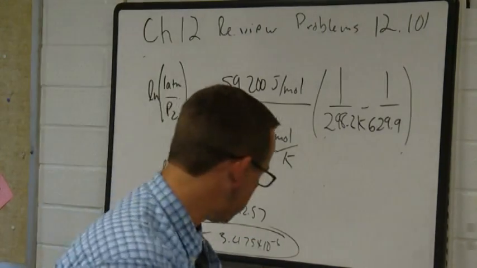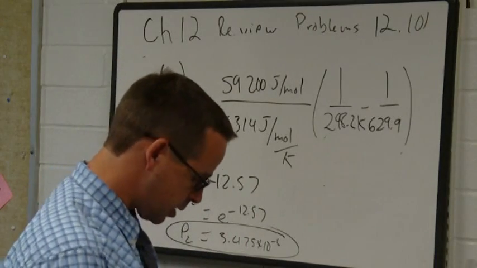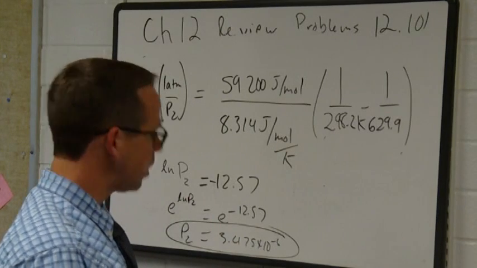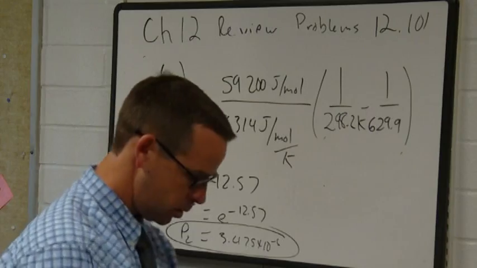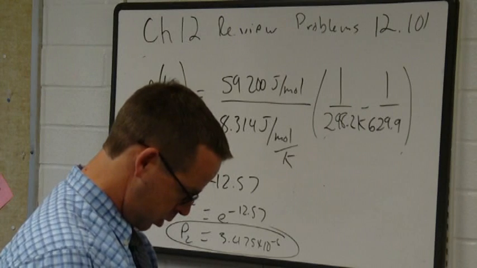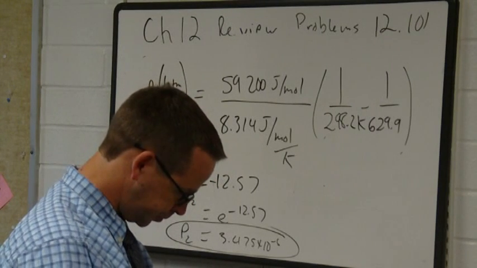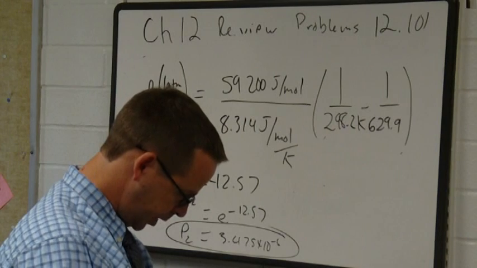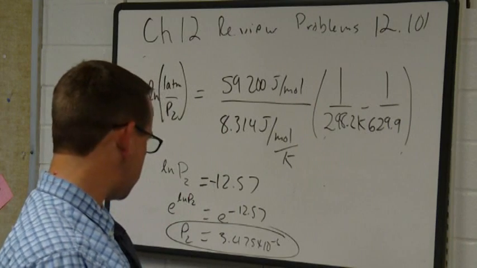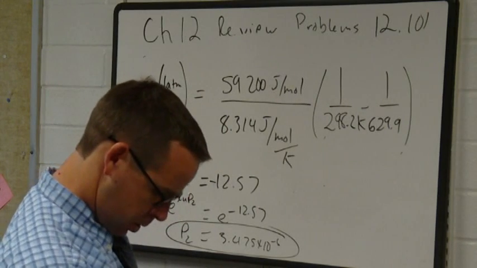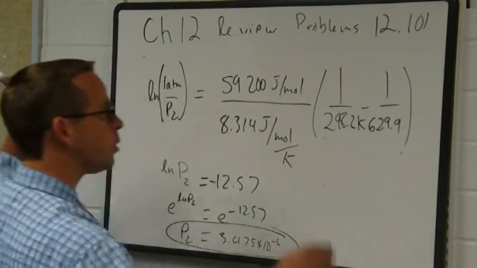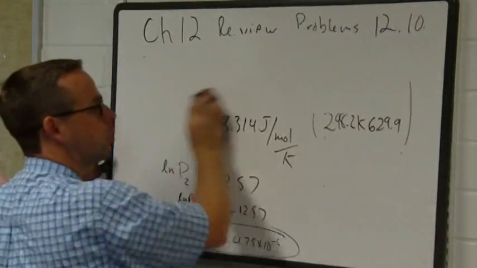All right, so that should be the vapor pressure at 298 Kelvin, right? Is that right? Let's see. Yeah. So what's the vapor pressure at 298 Kelvin? 3.46 times 10 to the -6 atmospheres. Yeah. All right. Good. 12.103.